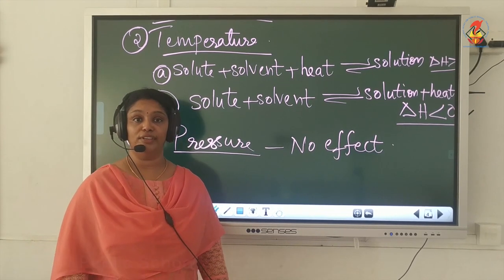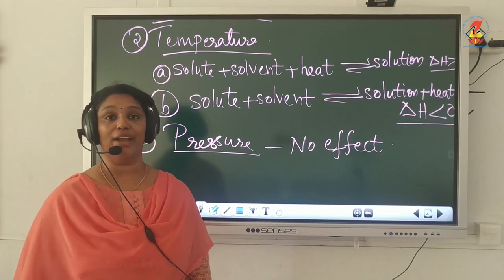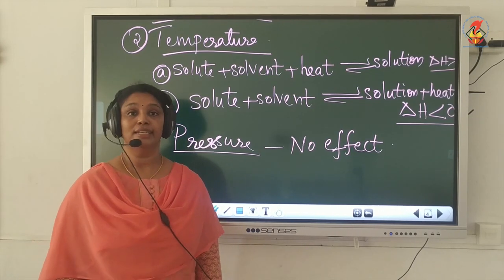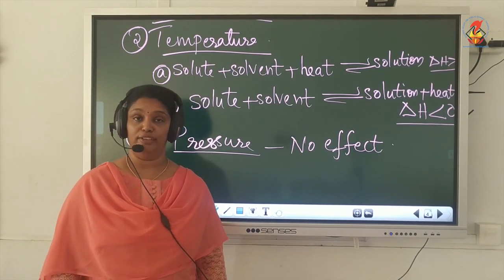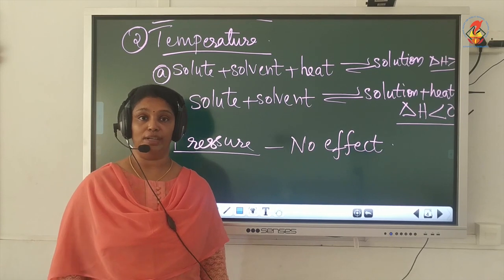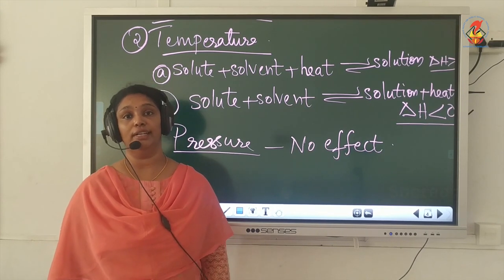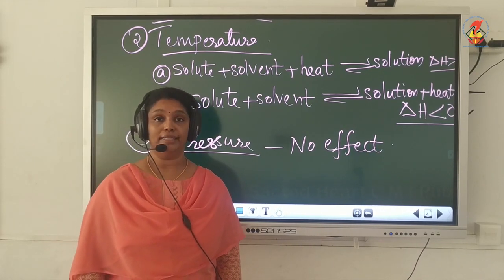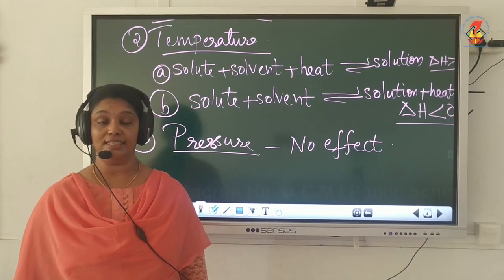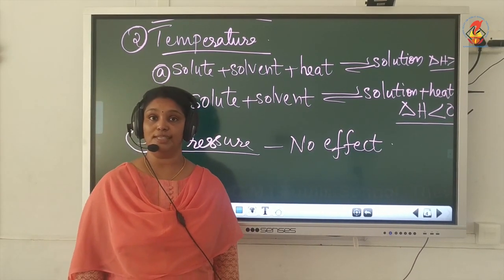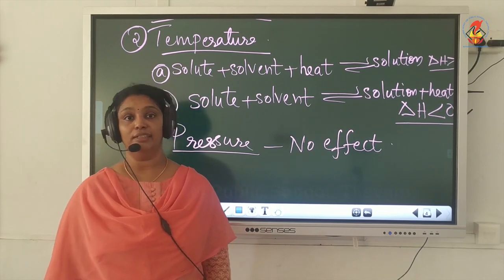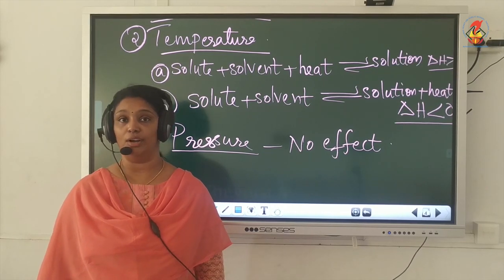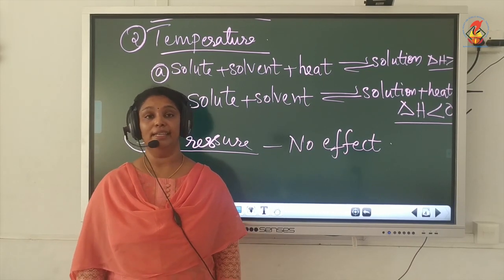So, with this we finish the solubility of solids in liquids and the factors that affect it. The first factor is nature of solute and solvent. Second factor is the effect of temperature. The solubility of a solid in liquid increases with increase in temperature if the dissolution process is endothermic, and decreases with increase in temperature if the dissolution process is exothermic. And the third factor is pressure. Pressure has no effect on solubility of solid in liquid because the solids and liquids are highly incompressible.